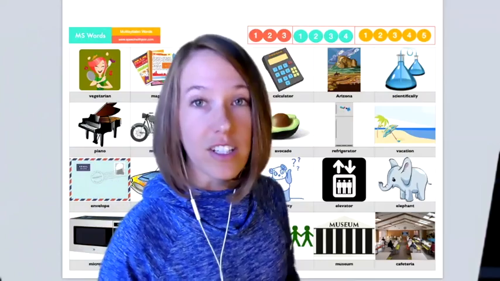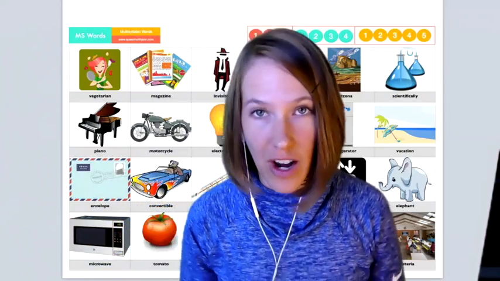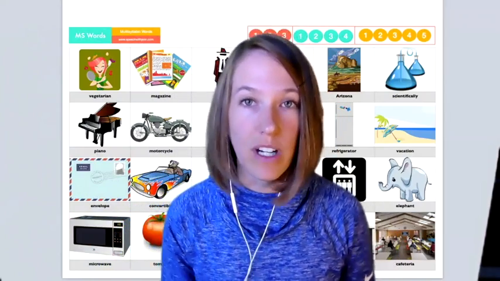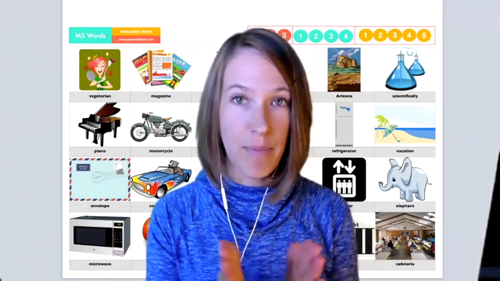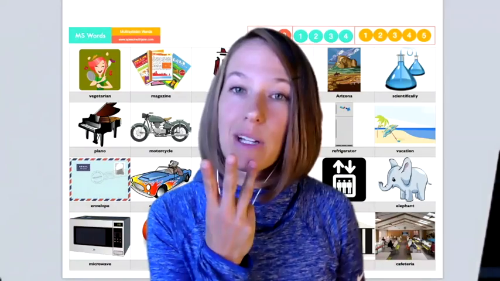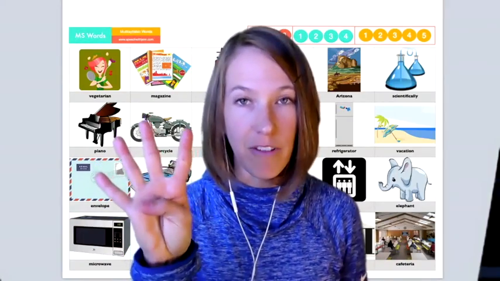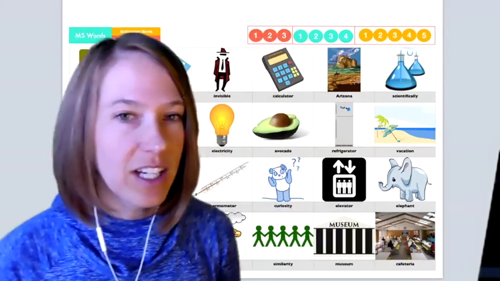So there are several ways you can help yourself figure out how many syllables are in a word. You might want to stomp out the syllables with your feet and count them that way. You could clap them out. Sometimes I like to tap on my chin as I count them out on my fingers. So let's go ahead and get started.